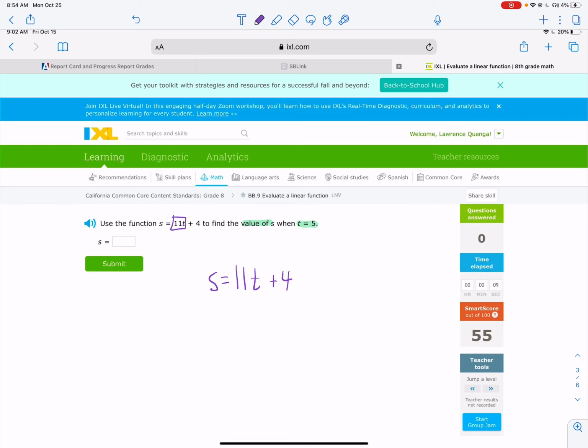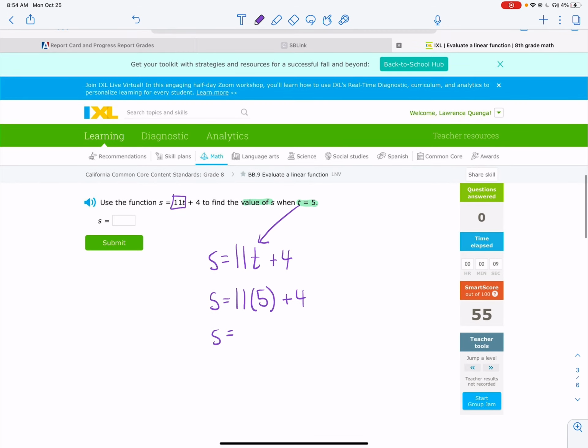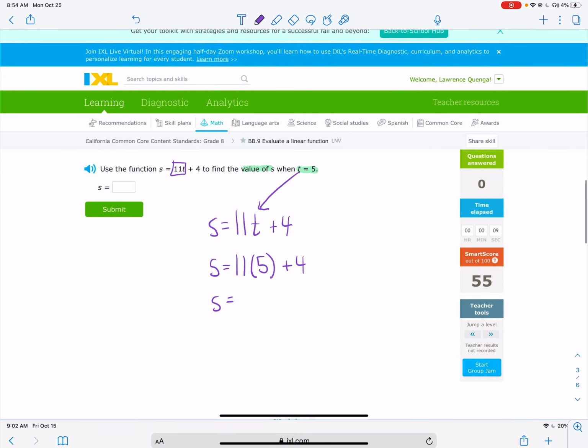So I'm going to take this t equals 5. I'm going to plug in 5 for t. I'm going to substitute t for 5. Okay, 11 times 5 plus 4. Okay, so now we need to do 11 times 5. Remember, when we plug that number in, it's just multiplication. So 11 times 5 is 55. Plus 4, we need to make sure we bring that down there.